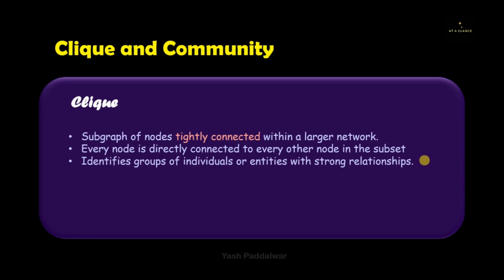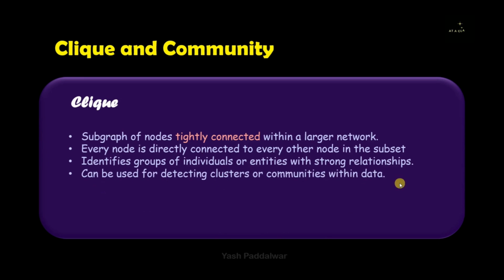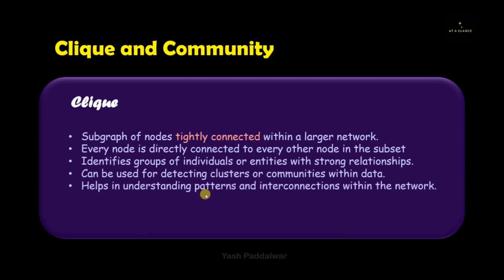Now, this clique is basically used to identify the groups of individuals or entities with stronger relationships in a particular network, which are nothing but clusters. In the previous video, we have seen one algorithm for identifying the communities, which was called the Girvan-Newman algorithm. The same task of identifying the communities is done with the help of the clique percolation method. And hence, clique performs a very important role in identifying the communities or clusters.